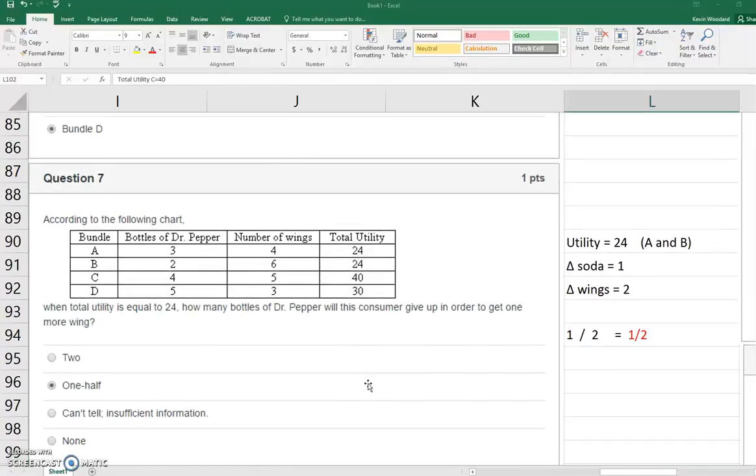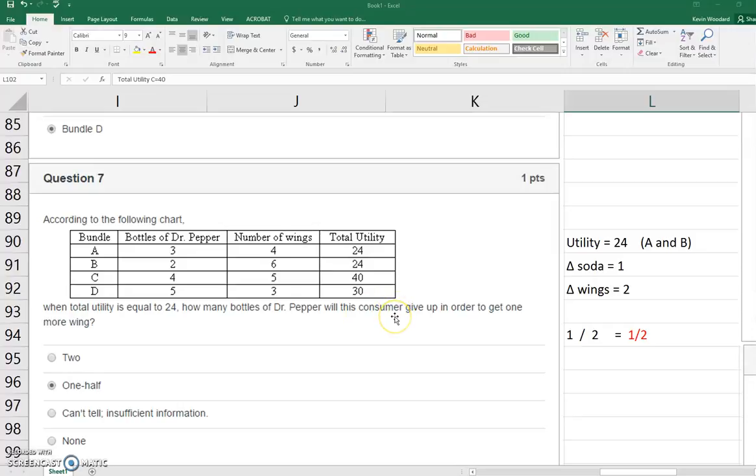Now this is another one that we have looked at over and over, and people are saying, well, there's not enough information to come up with an answer for this. We're looking at when the total utility is equal to 24. Do we even care about what these are down here anymore? We're not concerned with those. We're just looking when the total utility is 24. How many bottles of Dr. Pepper will the consumer give up?